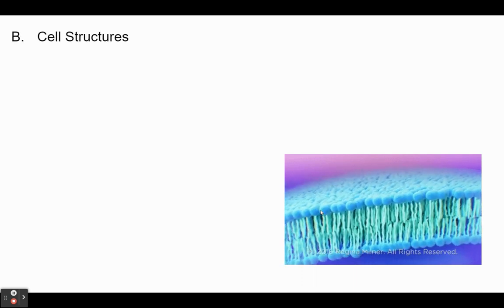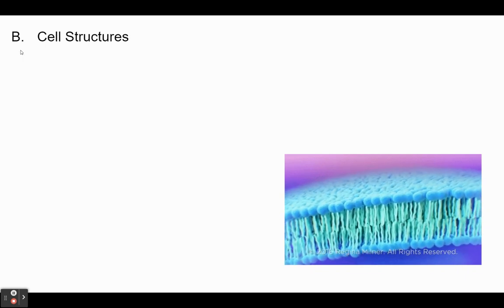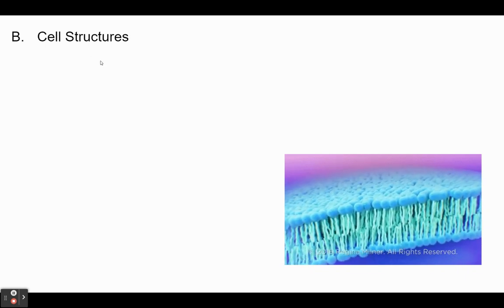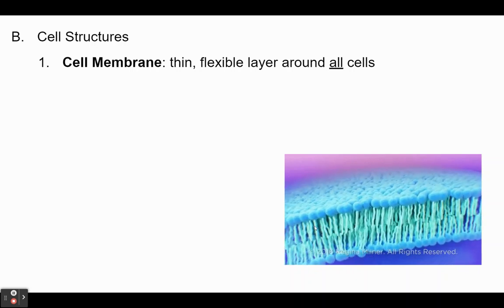Section B, cell structure. So make sure your B is vertically aligned with your A. And in section B are cell structures. Let's start with structure 1, the cell membrane. Here's an image of it.